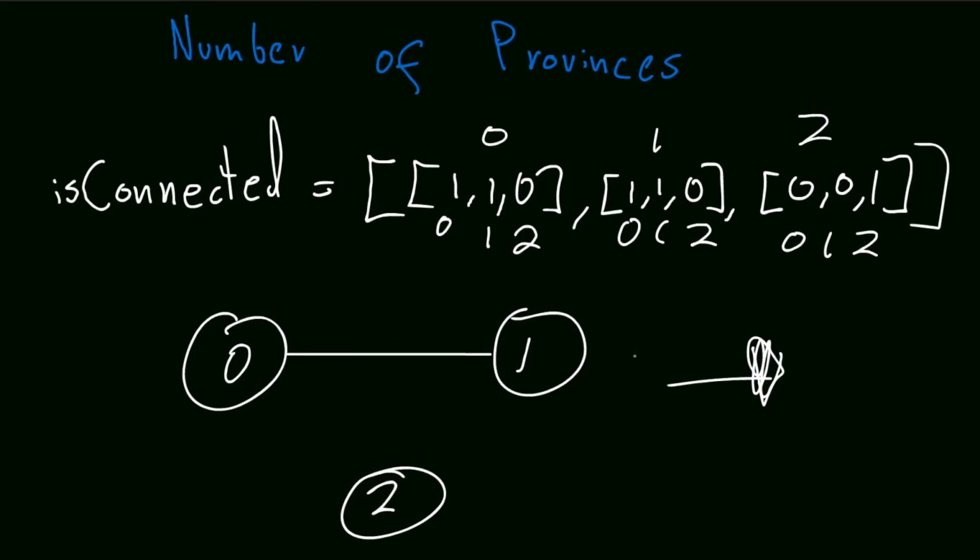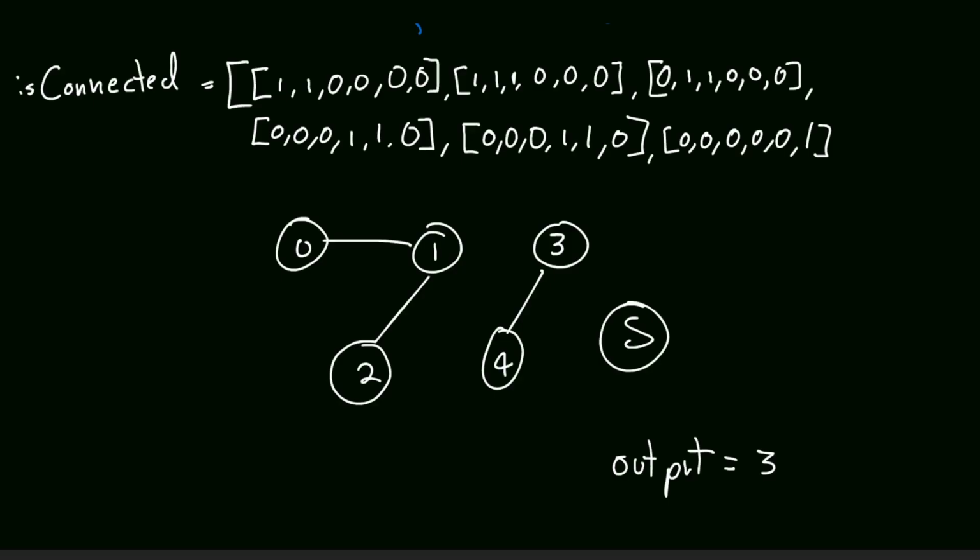This means that there are 2 provinces for this particular case. Now let's look at a more complex example. Here, let's take a look at this matrix. City 0 is connected to city 0, city 1, and that's it. City 1, however, is connected to cities 0, 1, and 2, but it's not connected to the rest, and so on. You can make this graph from this list.